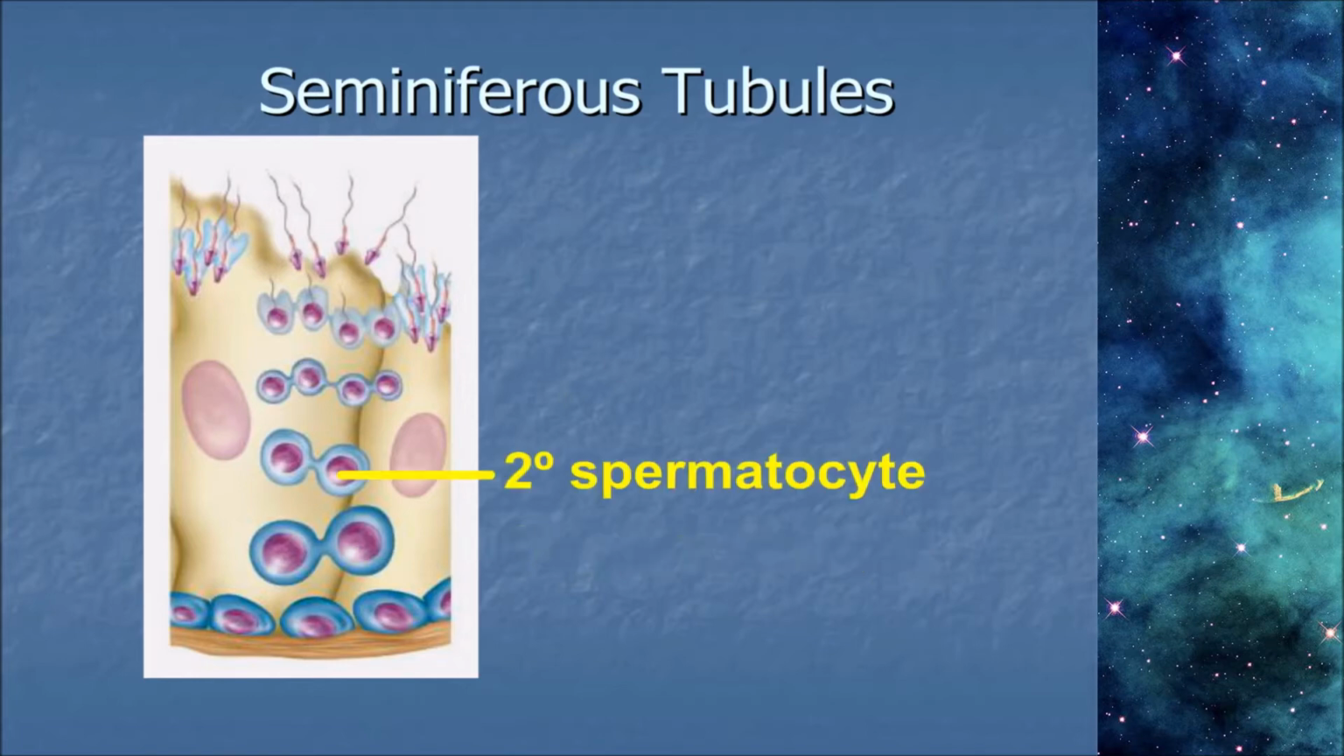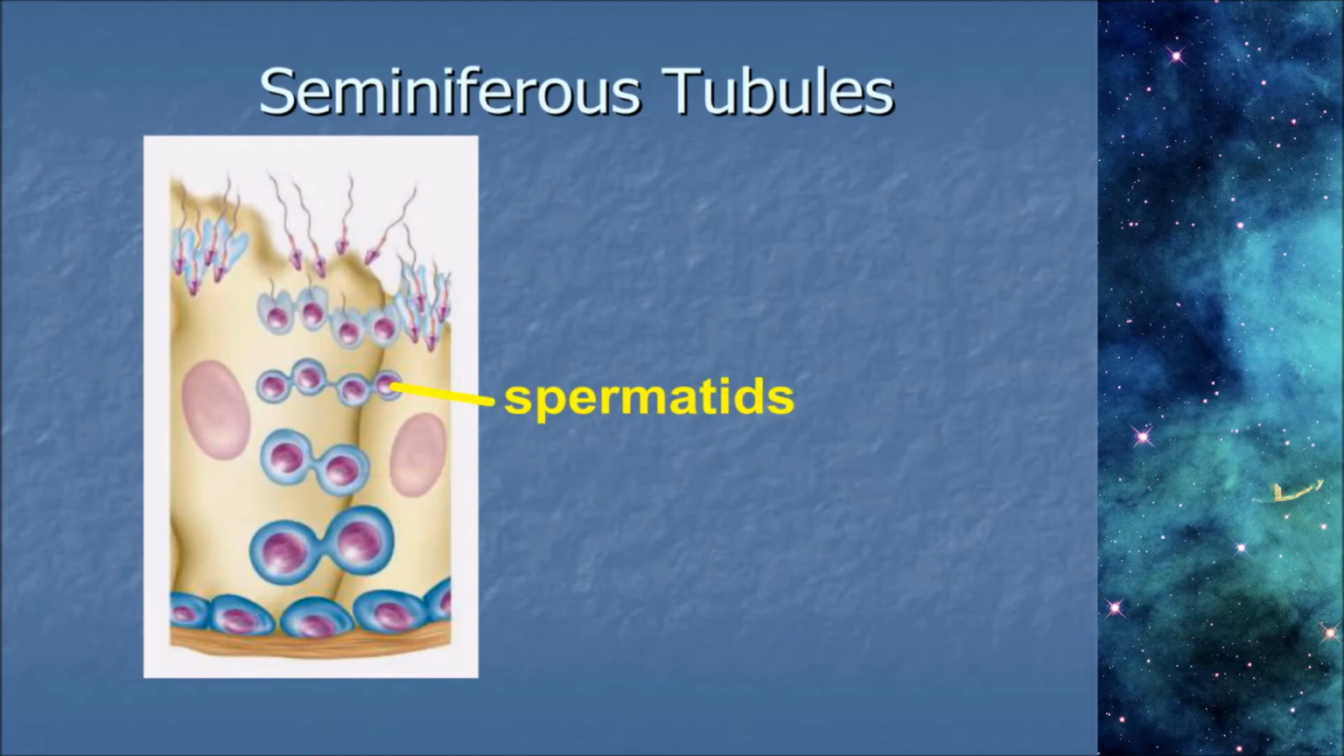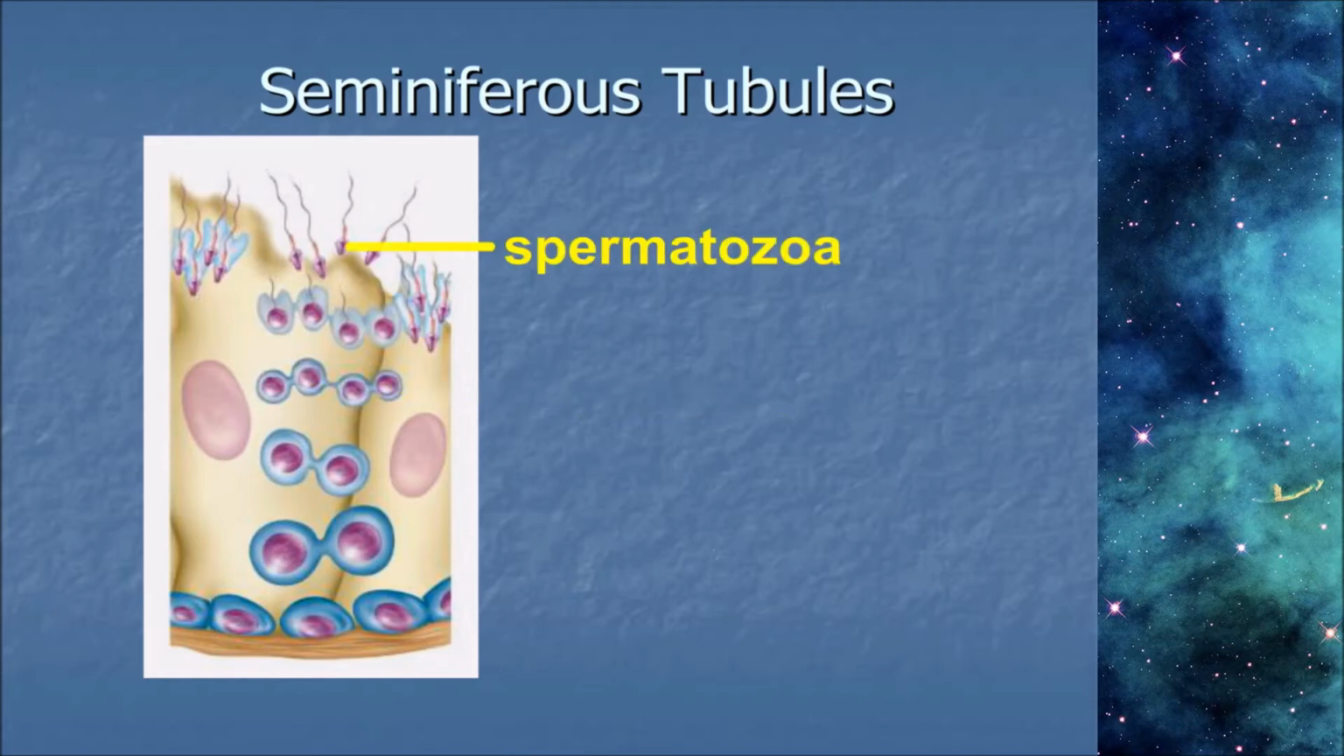The primary spermatocytes will undergo meiosis 1 to form the haploid secondary spermatocytes. The secondary spermatocytes will then undergo a second round of meiotic divisions to form the spermatids. The spermatids, again, are haploid, having only 23 chromosomes. And finally, the spermatids are going to mature into functional spermatozoa. Remember, the spermatozoa are the cells that have the tails, the ones that can actually do the swimming.